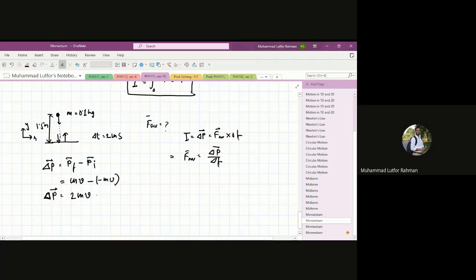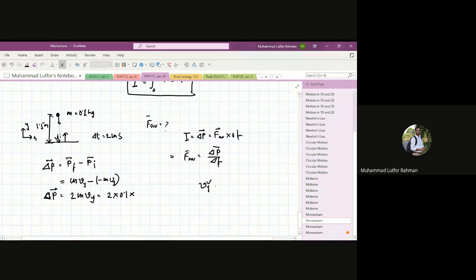Then this will give me 2 into mass, which is 0.1. Now what about the v? I have to find the speed just before the impact. How am I going to find v? Since I dropped the system, I can write this equation: vy squared. I should write the vy component, I'm sorry, because I'm dealing with the y direction. So this is the vy.